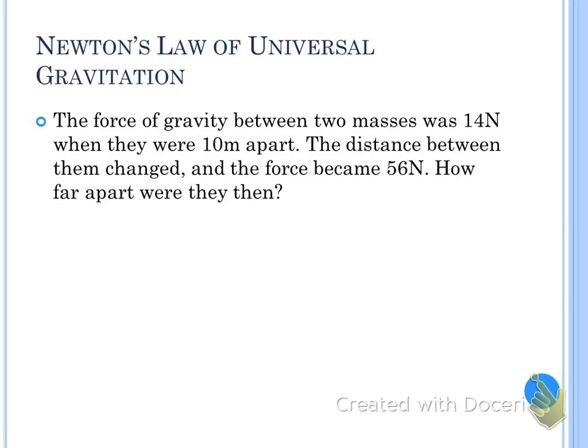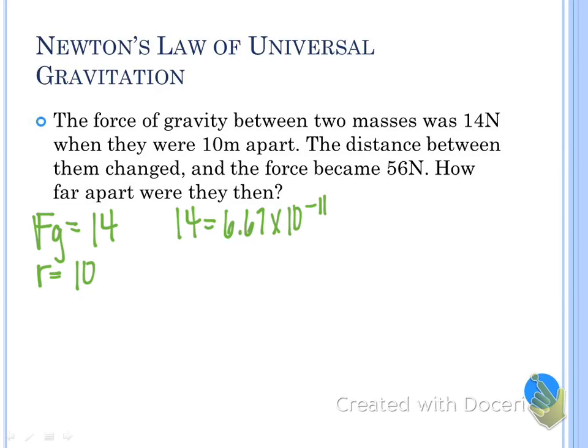So we're going to go ahead and start working through this, and even though we don't have the masses, that's okay. I'm going to show you how we can work with this. So our force due to gravity, to begin our problem, F sub g was equal to 14, and our radius was 10. Okay, and we know what g is, so I'm not going to write down what the g value is. But we're going to go ahead and plug that in. 14 equals 6.67 times 10 to the negative 11th.